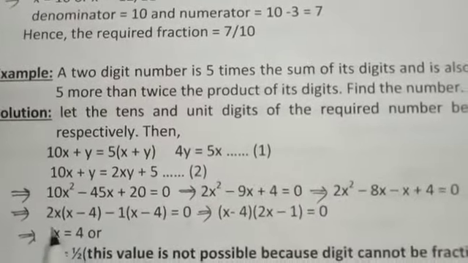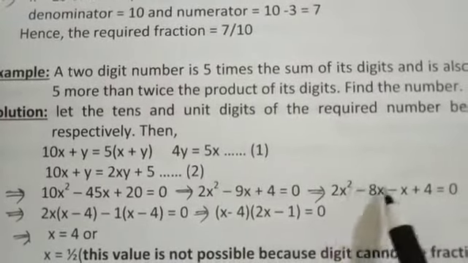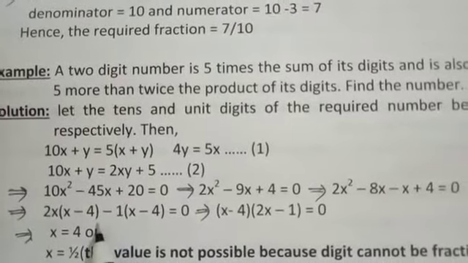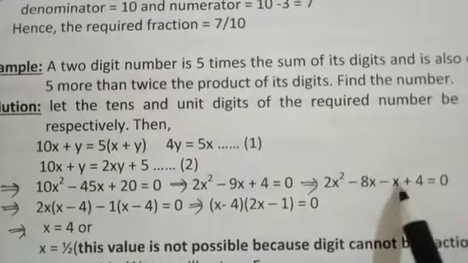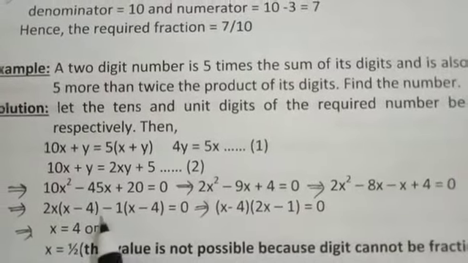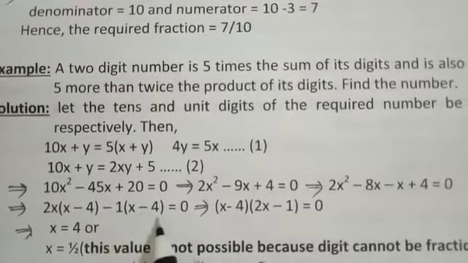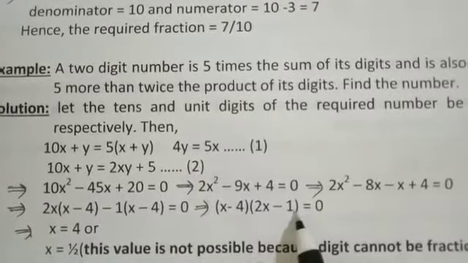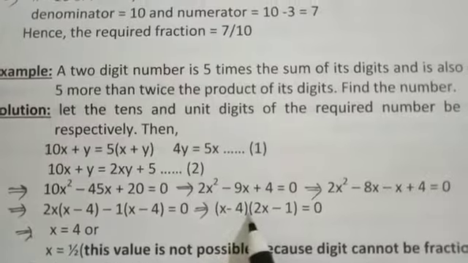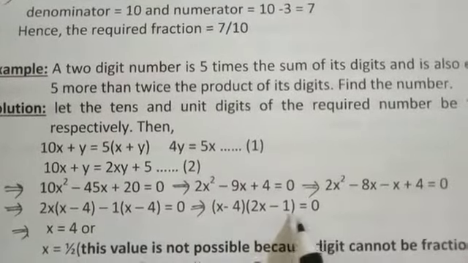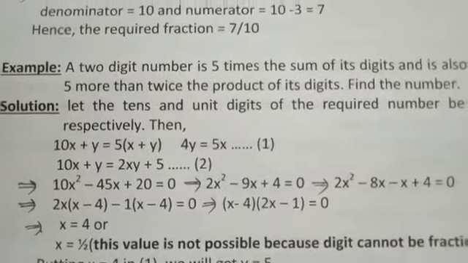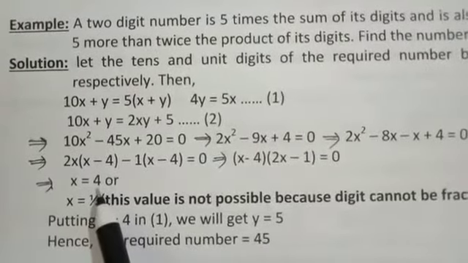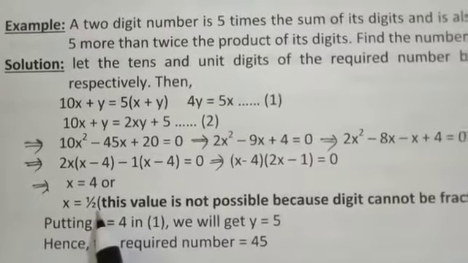Which implies, if we look at the first two terms, we have 2x common here, so 2x within bracket x minus 4. In the last two terms, we will have 1 common, so minus 1 within bracket x minus 4 equal to 0. And we are getting two factors: one is x minus 4, another one is 2x minus 1 equal to 0. Now we are getting two answers from here: x is 4, and x is 1 by 2.